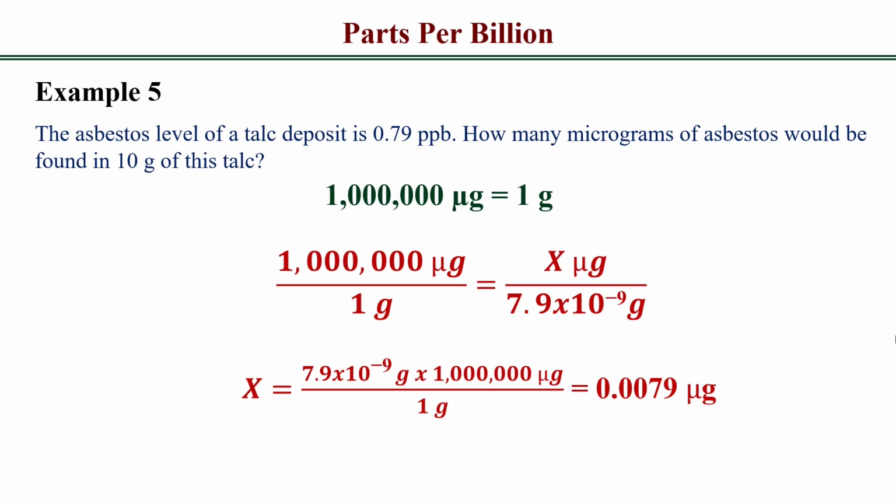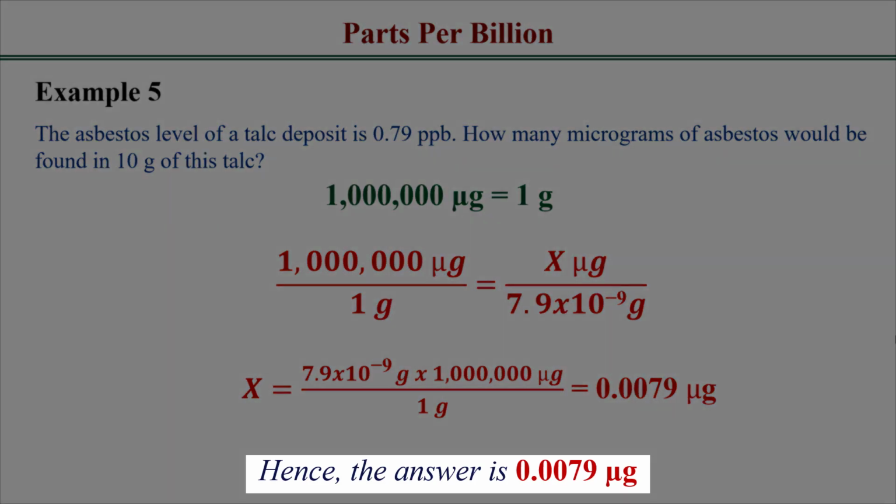X equals 7.9 times 10 to the negative 9 grams times a million micrograms divided by 1 gram, and that will be equal to 0.0079 micrograms. And so the answer to this question is 0.0079 micrograms.